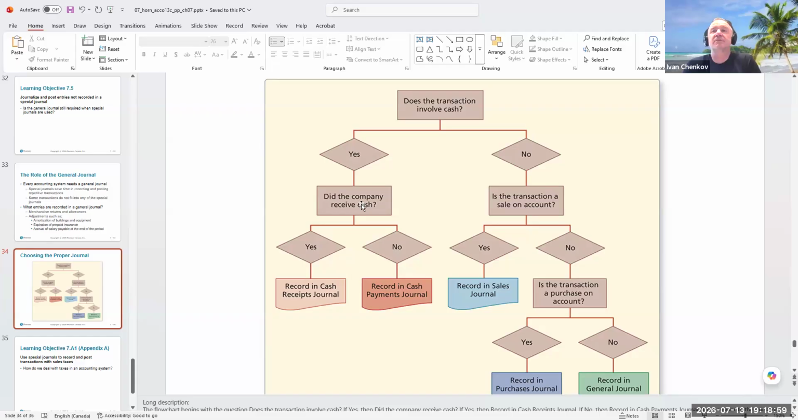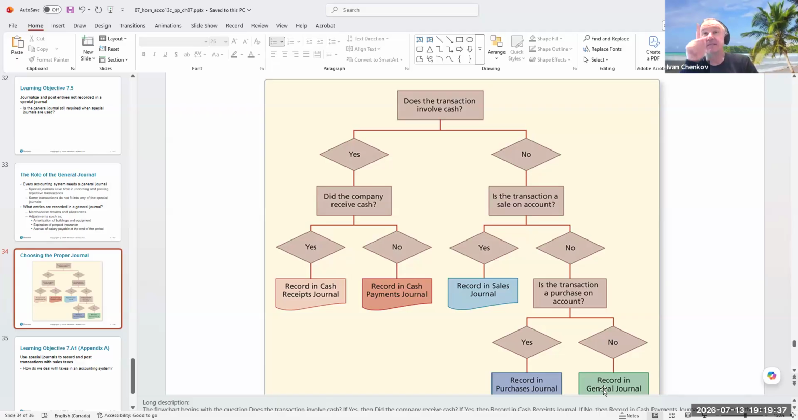Let's say cash is not involved. Then we're going to check, is this transaction a sale on account? If it's not a sale, we go in this direction. But if it's a sale, then we record it in the sales journal. Let's say the transaction is not a sale. Then the last check is, is the transaction a purchase on account? If the transaction is a purchase on account, then we go to the purchase journal. If it's not, then we go to the general journal, and that's where we end up.